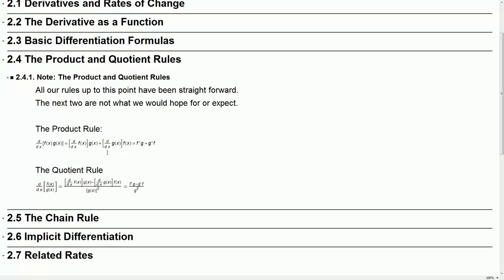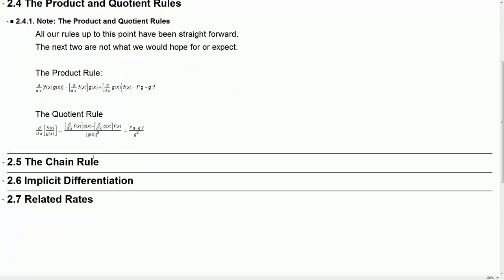What you would normally expect to see, I mean, what your instinct might tell you, is that if I'm taking the derivative of a product, then all I have to do is take the derivative of each one and then multiply the two answers together. But that is not the case. The product rule, you must follow this formula to get the correct answer.